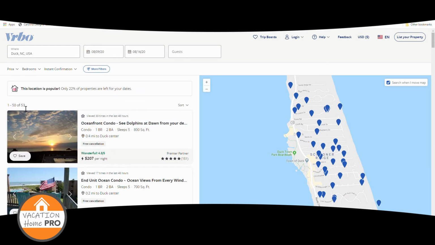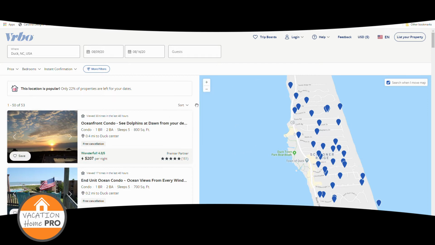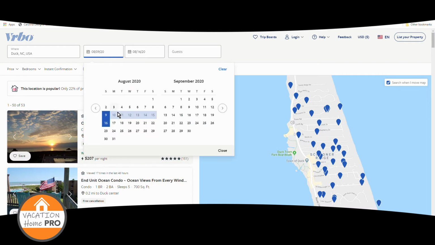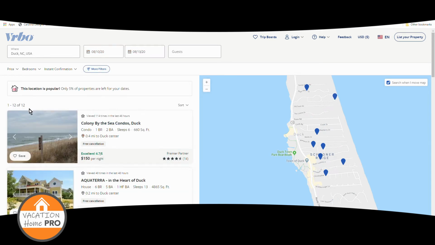This says another 53, so that takes us to 158 properties available out of the 236 in the data set. That lines up a little bit more with what we saw with the property management company. So one other thing I want to check, well, let's say can we rent from Monday to Thursday? How many properties are available then? Now it's saying only 12 are available.